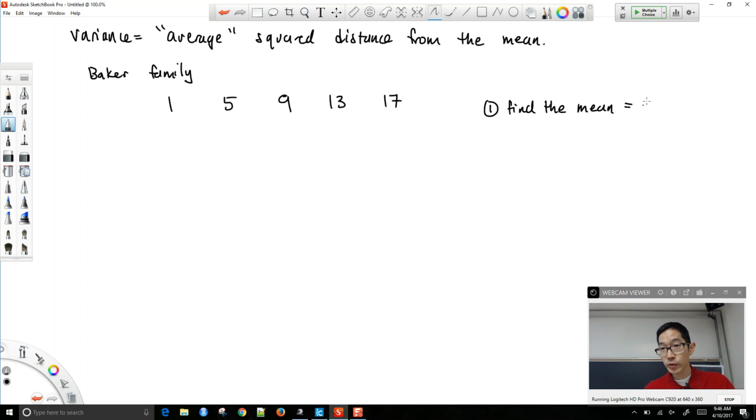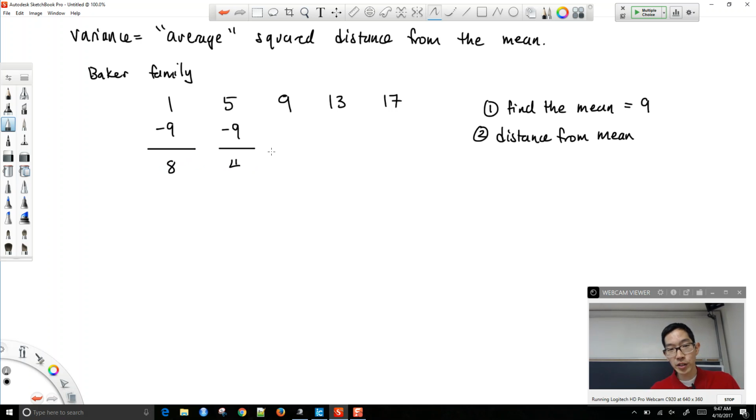Step 1 will be to find the mean. We've already done this, and we found the mean to be 9. Our next step is to find the distances from the mean. How far is the value 1 from 9? It is 8 away. How far is 5 from 9? It's 4 away. How far is 9 from 9? It's right there, 0. 13 from 9 is 4. 17 from 9 is 8 away.